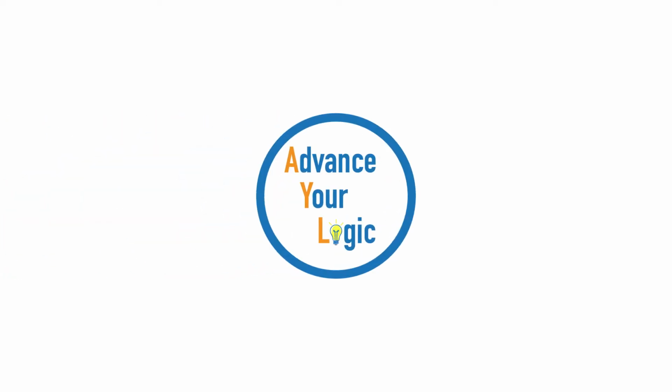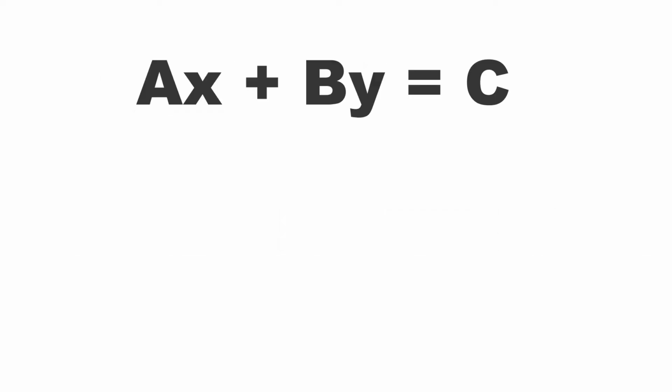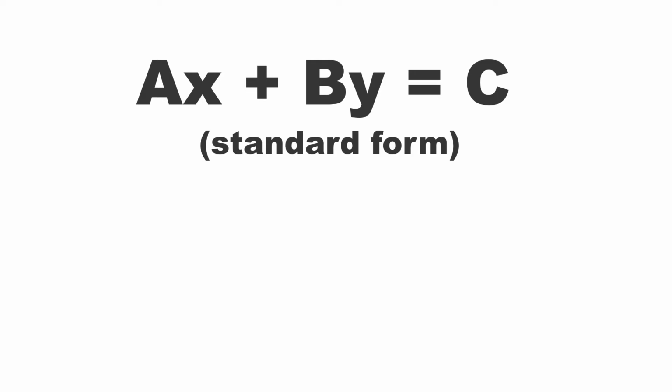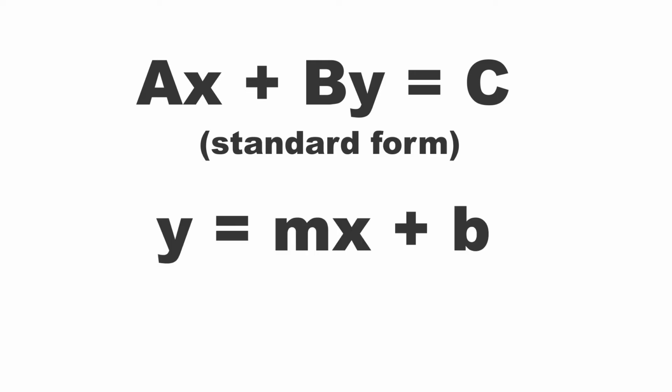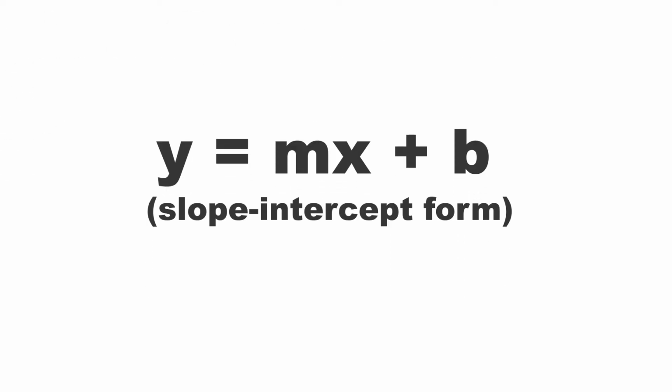In today's video, we'll be covering the concept of slope and, most importantly, graphing linear equations. To do this, there are two equations we can use: ax plus by equals c, which is known as standard form, and y equals mx plus b, which is known as slope-intercept form. Since slope-intercept form is much more intuitive and practical for graphing, we will only be focusing on this method today.